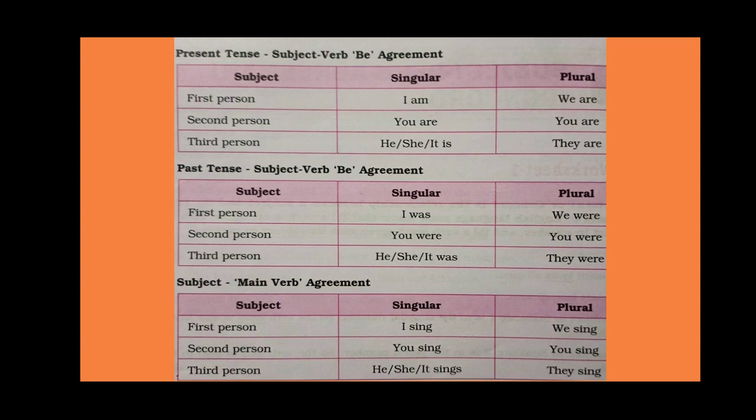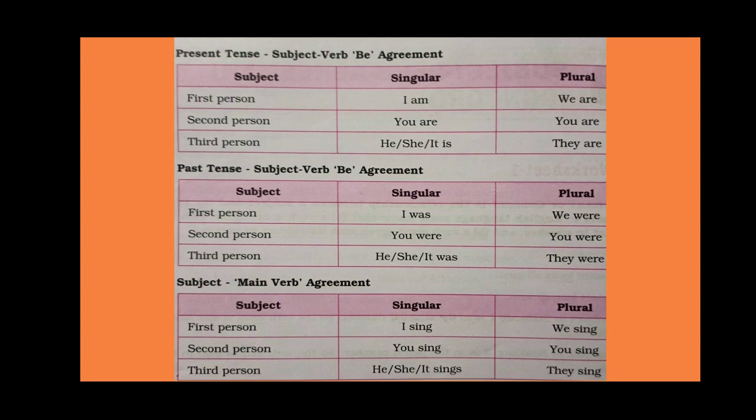Now, if we have to use to be verbs in past tense, with first person singular, we will use was. Subject is I here. I was. And for plural, we were. In past tense, for to be verbs, we have only two helping verbs, was and were. Was is for singular, for one person, and were is for plural, for more than one.